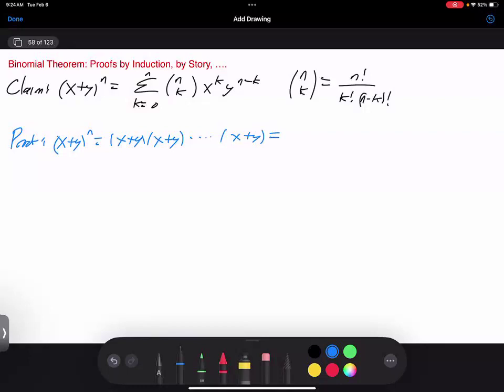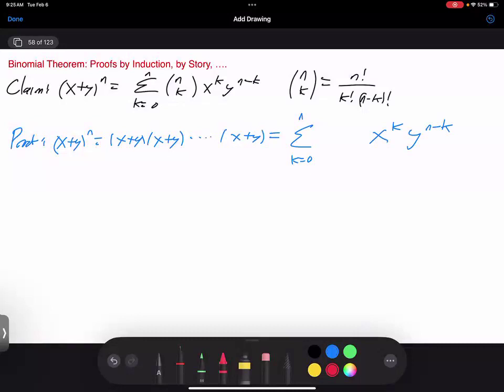So if n equals 10, if in 3 of the 10 factors I choose x, how many factors do I choose y? 7. So something of the form x to the k, y to the n minus k. If I choose x k times, I have to choose y n minus k times. So I know it has to look something like that.